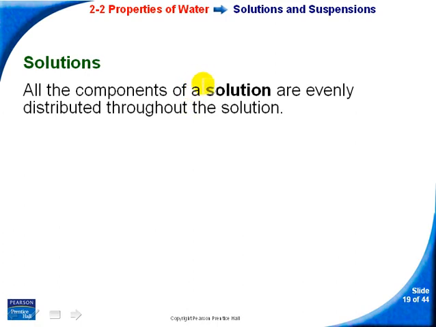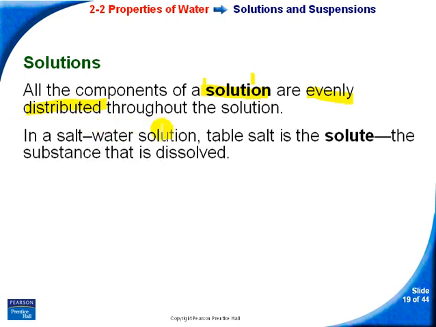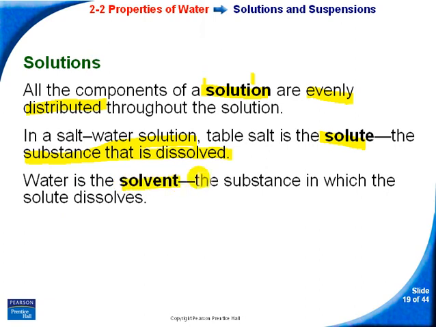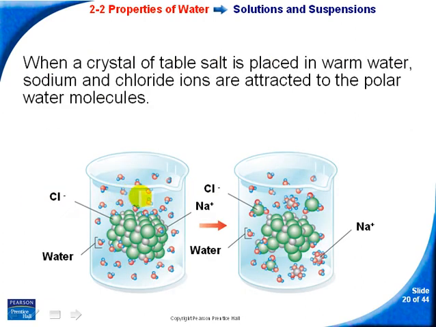For a solution, the components are evenly distributed throughout the solution. Salt water is an example where the salt is evenly distributed throughout the water. In this case, table salt is the solute, the substance that is being dissolved, whereas the solvent, the substance that is doing the dissolving, is water.